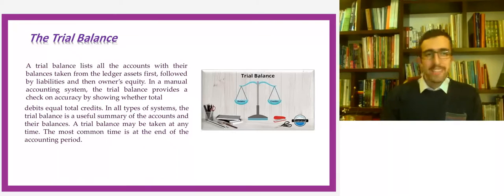In a manual accounting system, the trial balance provides a check on accuracy by showing whether total debits equal total credits or not. So it's a useful tool in accounting. And in all types of systems, the trial balance is a useful summary of the accounts and their balances. This internal document can be taken at any time, but the most common time is at the end of the accounting period.